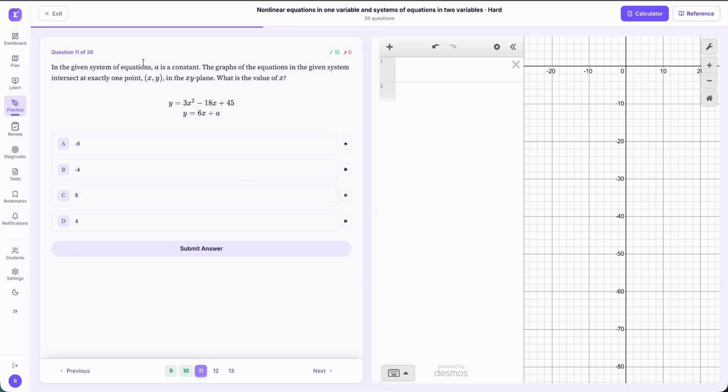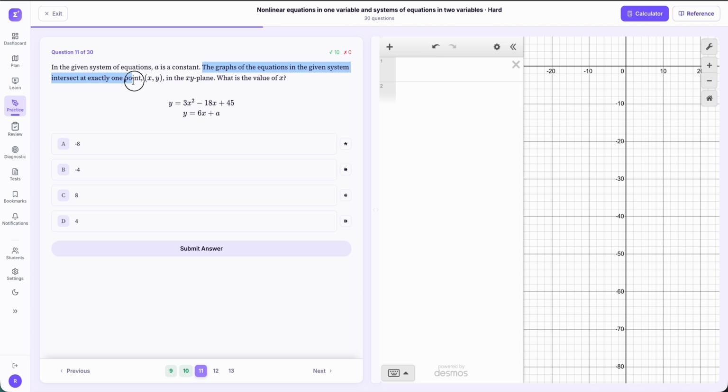Okay, next one. In the given system of equations, a is a constant. The graphs of the equations in the given system intersect at exactly one point. What is the value of x? So this isn't that simple, even though it's a system, right? You got to first figure out for what value of a they will intersect at one point. And then once we know that, we can plug it in, see the intersection, and answer with x, right? So sometimes people do this one correct or halfway correct. They get the a and they think that's it, but it's not, right? So what should we do for this one?